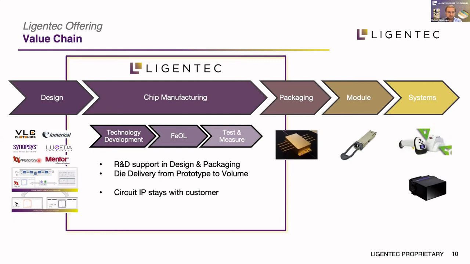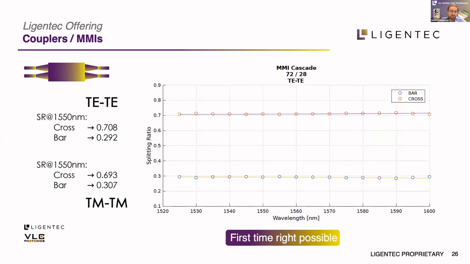And what you asked, I need to check if I, yeah. So, for example, how accurate is what you simulate and what you measure in the end? So here, for example, together with our partner VLC Photonics, we designed, fabricated, and measured a 72/28 splitter. And the measurement was at 70.8 and 29.2, and I think that is for the first time. That was the first fabrication that we did, and then we do more and more fabrication runs to get statistics out of these building blocks. But first time right is possible, and so the match between the simulation tool and the fabrication is very good.